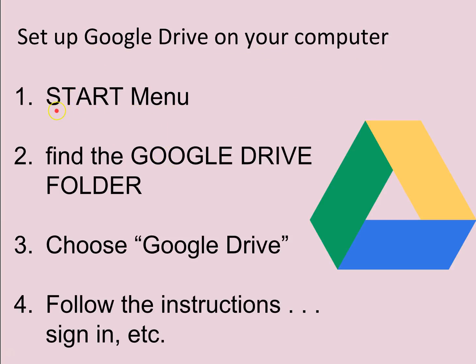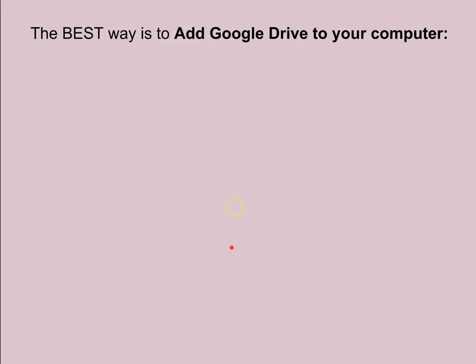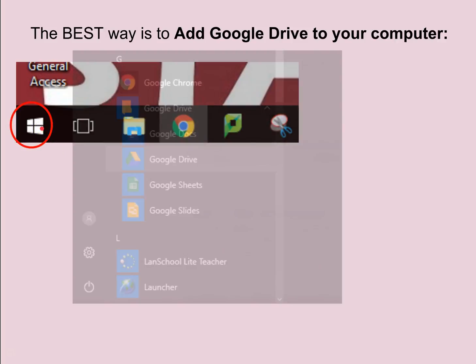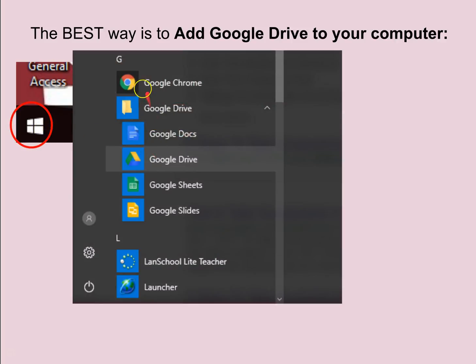So the steps are, and I'll explain this, you're going to go to the Start menu, you're going to find a Google Drive folder. Within that folder there's an item called Google Drive, and then you follow the instructions. So to show you what that looks like, you're going to go here. This is the Start button, that's what it looks like. And if you scroll down to the G, you'll see a folder for Google Drive, and then you will see the Google Drive icon itself.